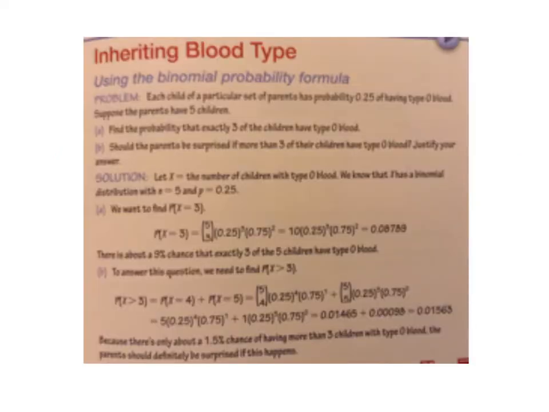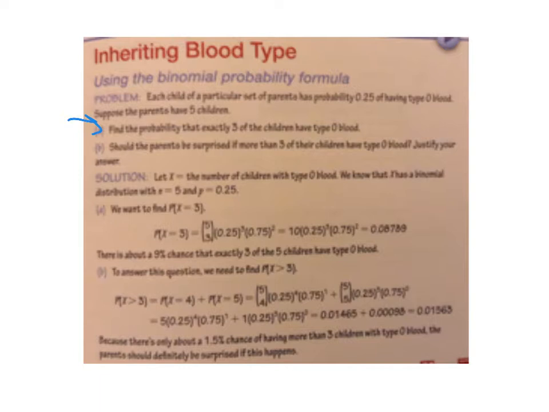Okay, so I'm just going to walk you through this problem. I'm not going to spend the time to write all the work down because you have this in your book. This is on page 393. So I've got the same family again. Part A here wants me to find the probability that exactly 3 of the children have type O blood.